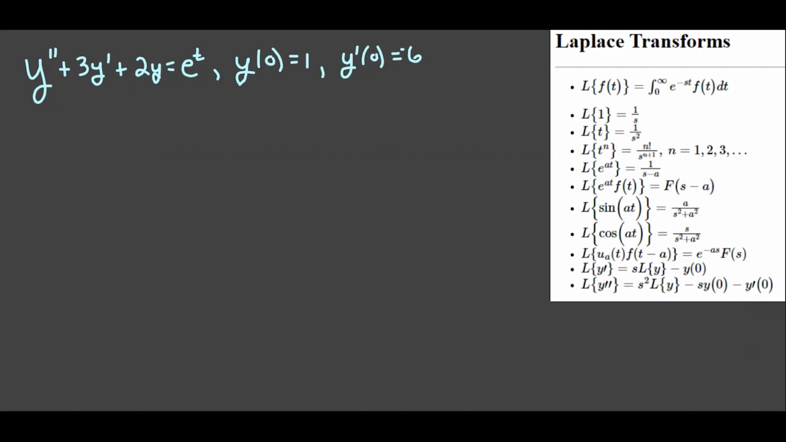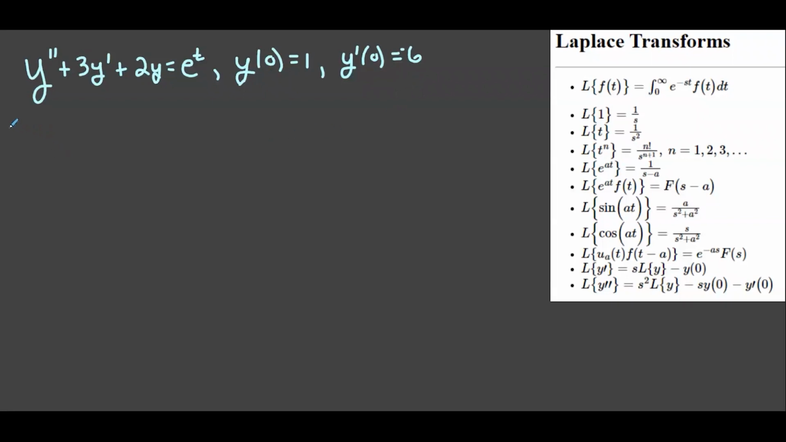Okay, in this video, we're going to solve a non-homogeneous differential equation using the Laplace transform. So here we have y double prime plus 3y prime plus 2y equals e to the t. Instead of being a 0 on the right side, we have some other function. And we have two initial values, y of 0 equals 1, y prime of 0 equals -6.